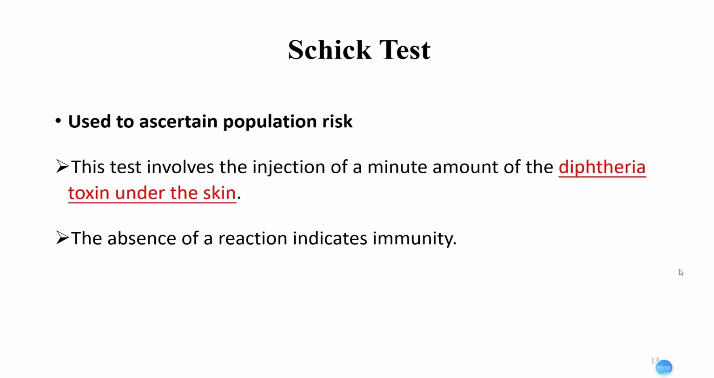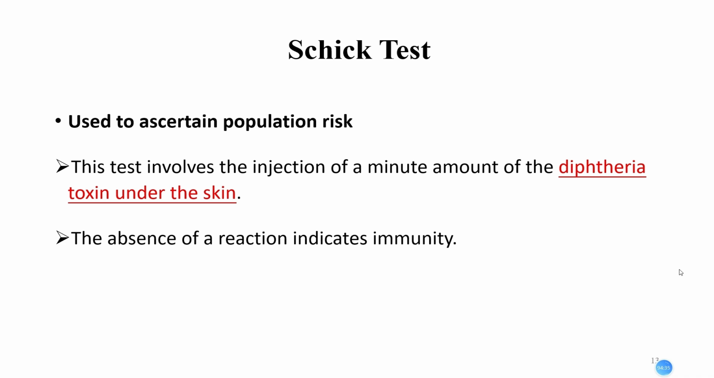Another test we can run is the Schick test. This is to test whether a person has the antitoxin, the neutralizing antibody, in the body. It's also a skin test. We just inject a very tiny amount of diphtheria toxin under the skin. And this toxin, we know that it can cause cell death, right?